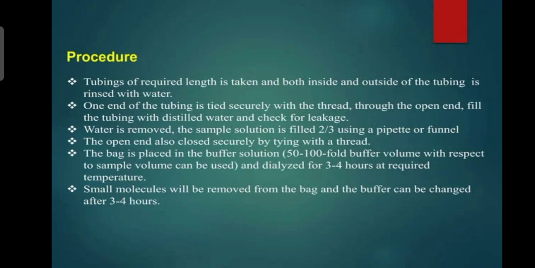Procedure. Tubing of required length is taken, and both the inside and outside of the tubing are rinsed with water. One end of the tubing is tied securely with thread. Fill the tubing with distilled water and check for leakage. Water is removed and the sample solution is filled to 2 to 3 of the tubing using a pipette or funnel. The open end is closed securely by tying with a thread.